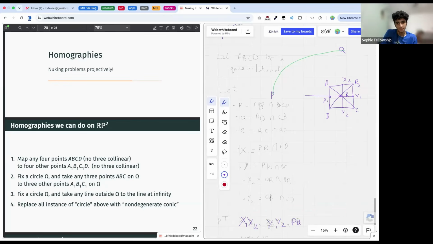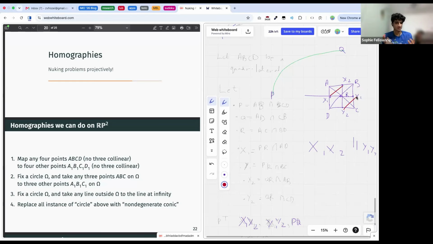What is line PQ? P is a point at infinity and Q is a point at infinity. So it's just the line at infinity. And so that's basically saying that we want x1x2 intersection y1y2 to lie on the line at infinity. In other words, we just want x1x2 to be parallel to y1y2. And this is just proof by obviousness. Just look at the square, they're parallel, so you're done. GG.